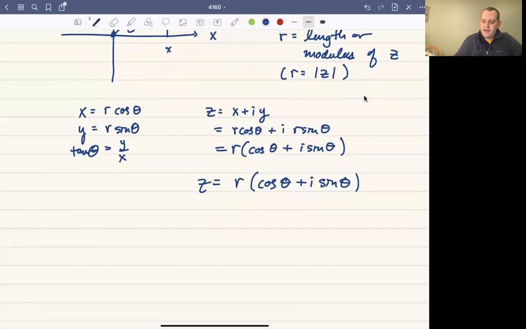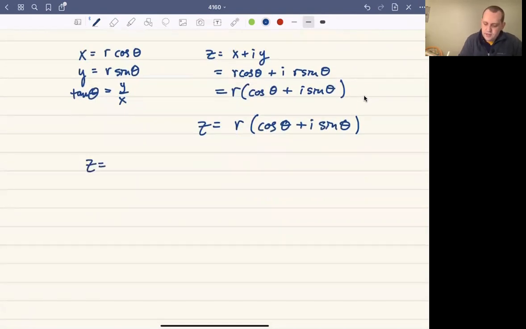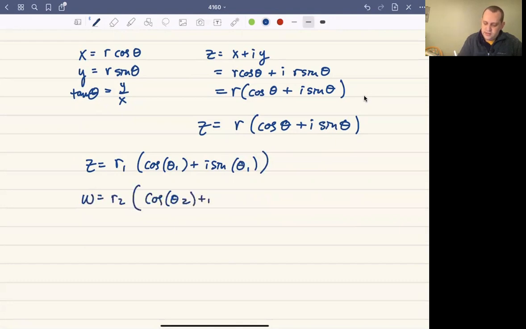If you were to add two complex numbers written in polar coordinates, there's not really too much to say there. You would just add the corresponding parts. Multiplication is a little bit more interesting. So say z is r1 times cosine theta 1 plus i sine theta 1, and w is r2 times cosine theta 2 plus i sine theta 2.